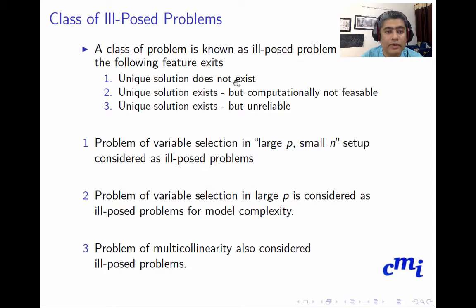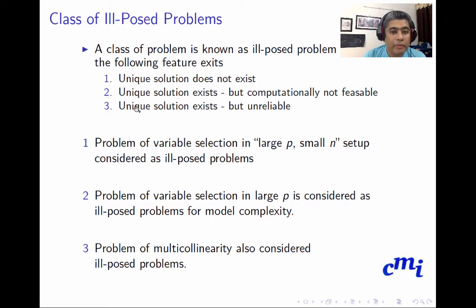Now, the first case, when I'm saying that a unique solution does not exist, one example of such a problem is variable selection in a large P, small n problem setup. These are considered ill-posed problems. The second is where a unique solution exists but is computationally not feasible. The second example is the problem of variable selection in large P, considered ill-posed because of model complexity. If you're using forward stepwise selection or backward stepwise selection, any kind of stepwise selection for very large P becomes very cumbersome. You have to fit too many models, and that might be infeasible in terms of implementation.